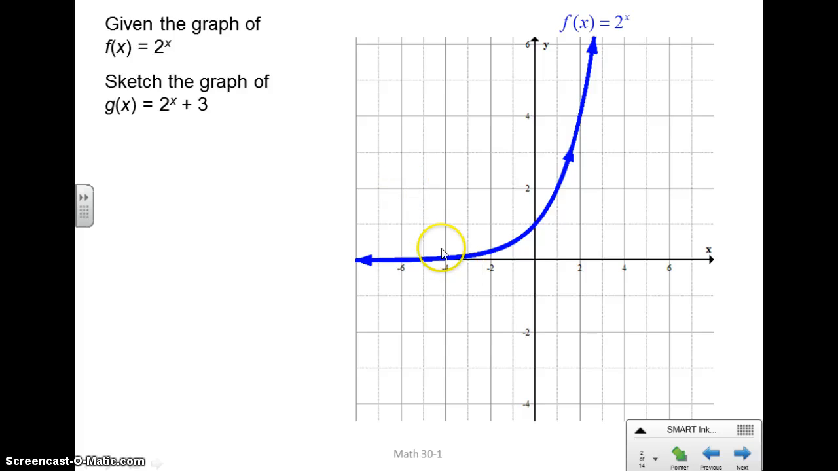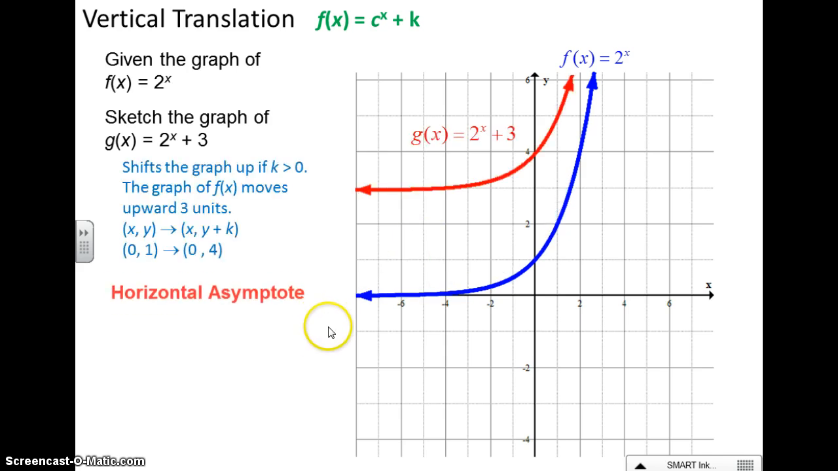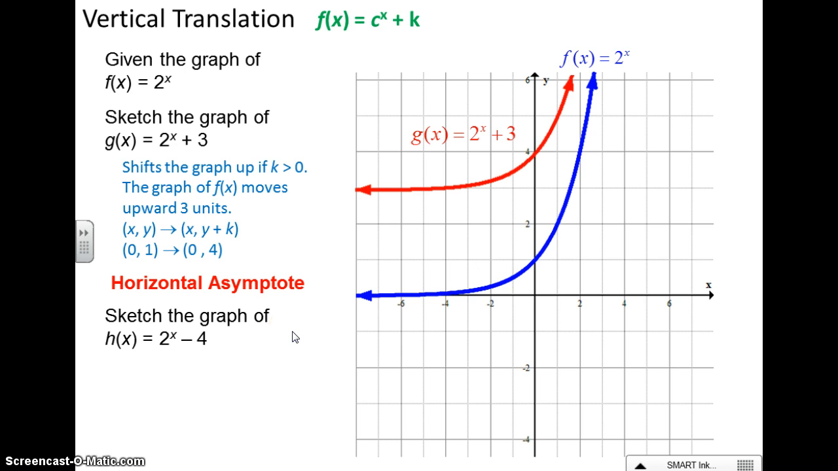The first transformation we'll look at is not unlike what we've done with every other function. So what about a vertical translation? What does it do? Well, given the graph, if you were to do +3, clearly it's going to move it up. If k is greater than 0, it moves the graph up by 3 units, and the point (0, 1) would become (0, 4). The horizontal asymptote would also move up.